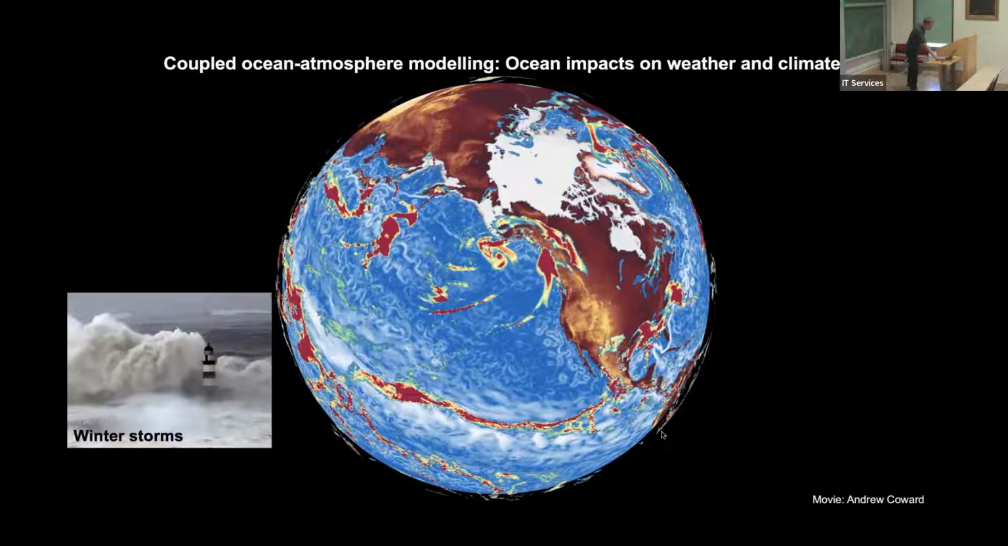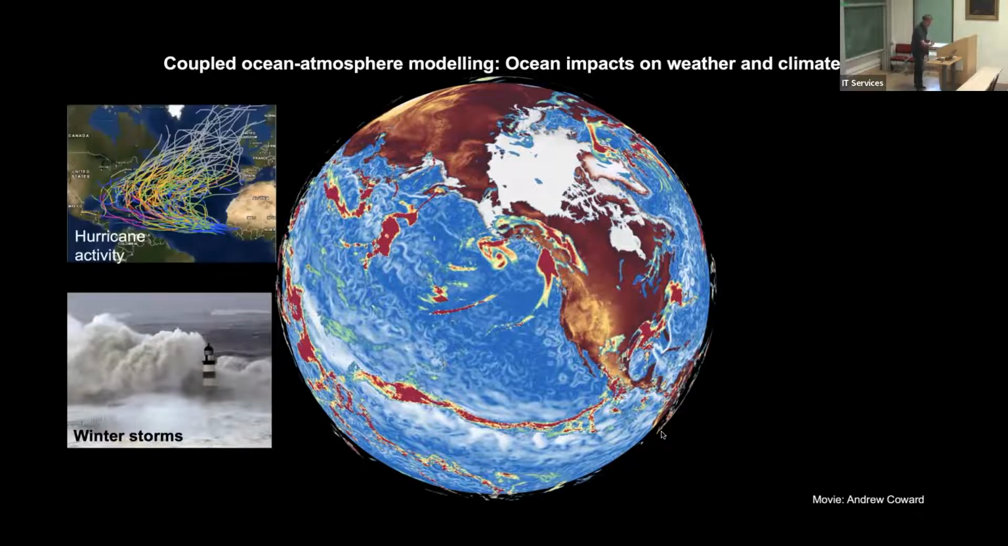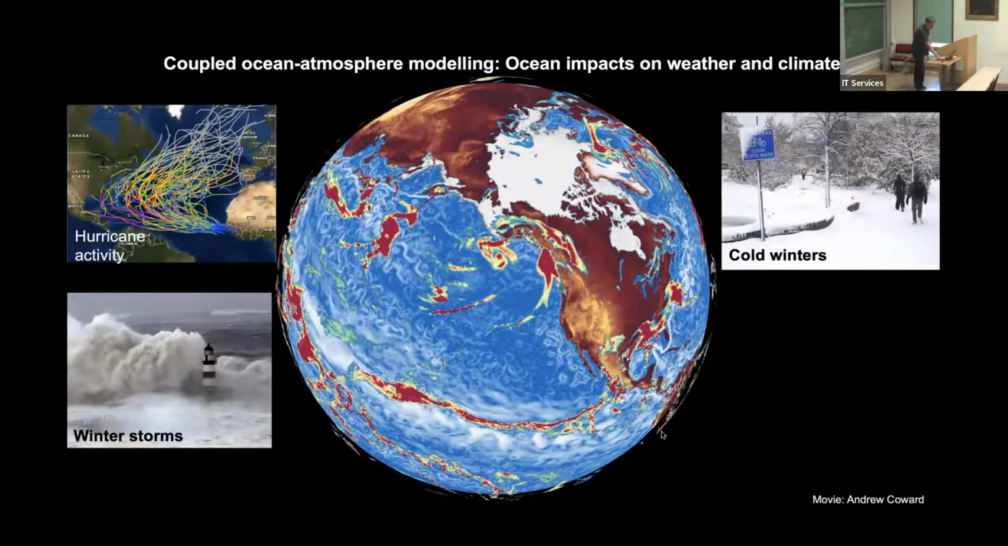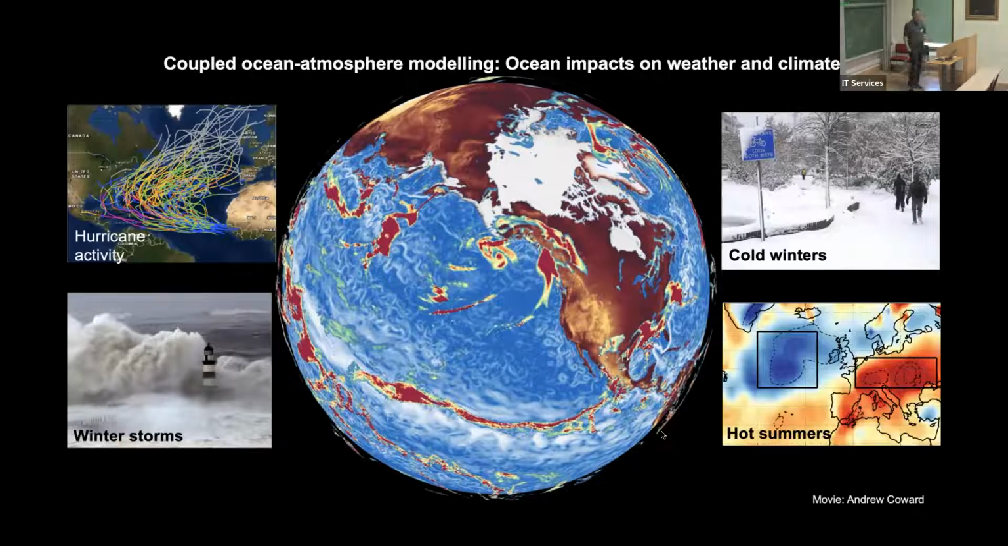However, just what I want to say here are some applications that we had for these models, trying to understand the winter storms, things like hurricane activities, but also ocean influences on things like cold spells or hot summers like we had this year over Europe. There is mounting evidence that the ocean is not just a passive player in the whole thing, but it can actually drive the atmosphere in some instances.